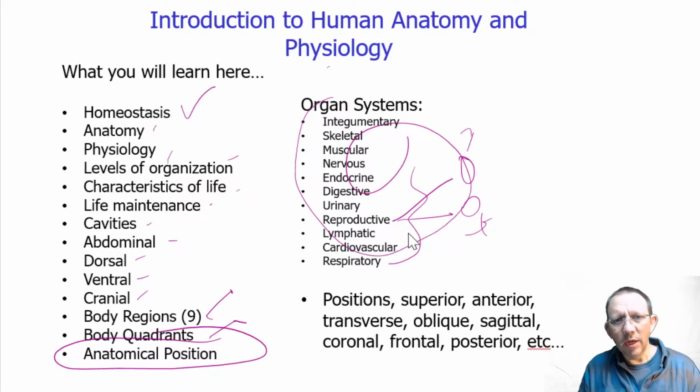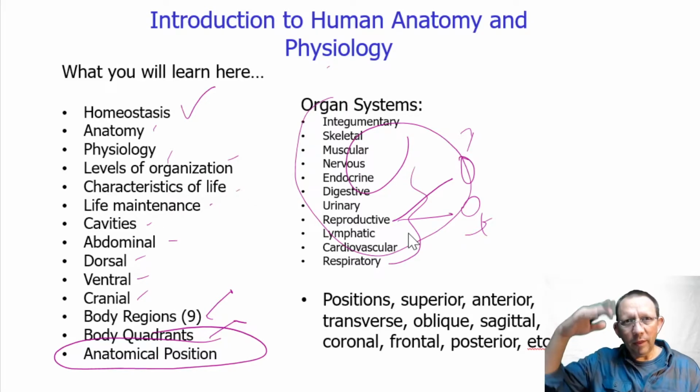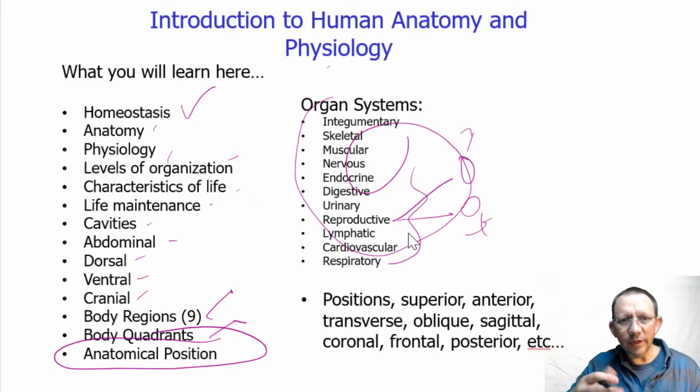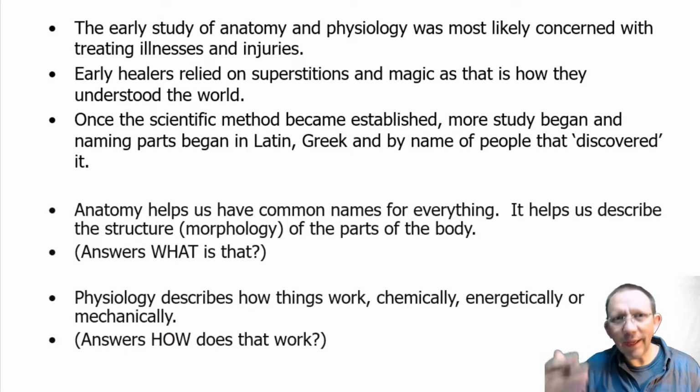I was looking down. Positions: superior, of course, is the upper part of the body, anterior is the front, and transverse is across this way, and I'll go over a little bit of those. We'll do some drawings on that stuff too. So I'm going to go ahead and try to get each one of these things going as we go.